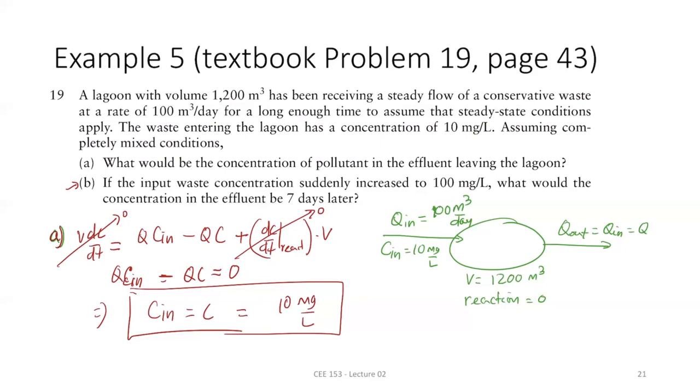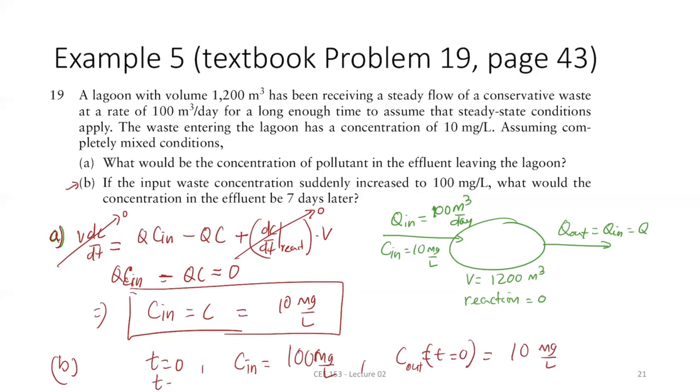So there is a condition here. I'm just going to write it here. At time equal to zero, the input concentration suddenly increased to 100 milligram per liter. At that time, what's leaving the system is still the same, because it doesn't experience it yet. So C out at T equal to zero was the same thing, 10 milligram per liter, because you just increased it. It doesn't have time to see that. So at T equal to 7 days, I'm asking what should be C out.